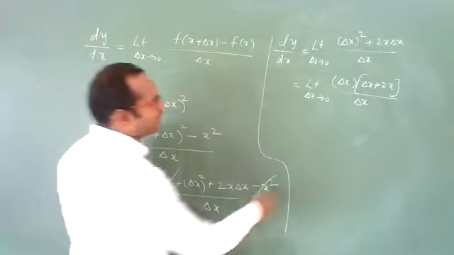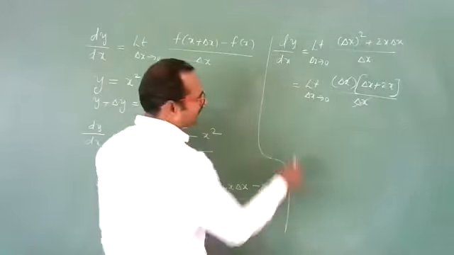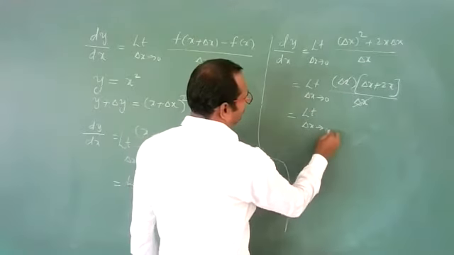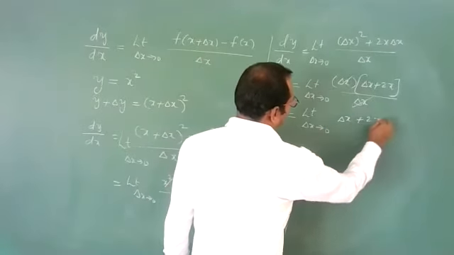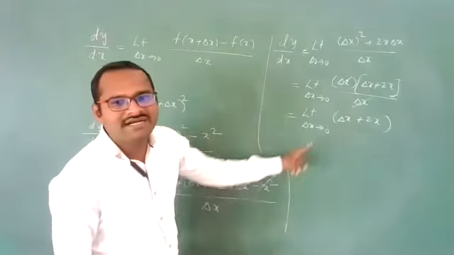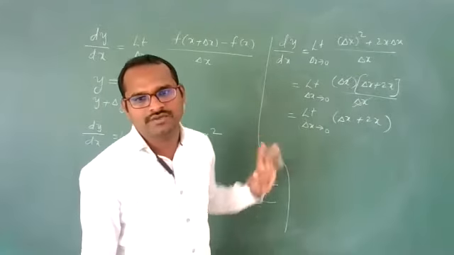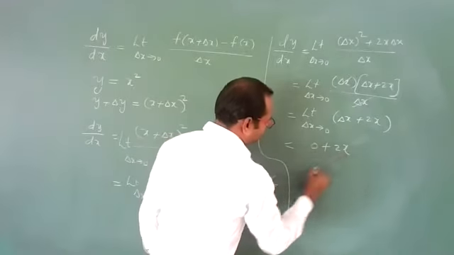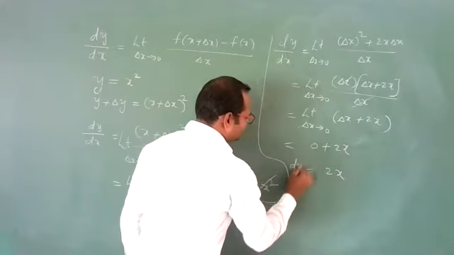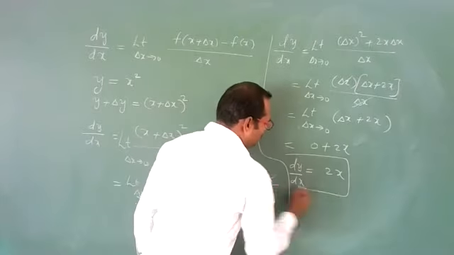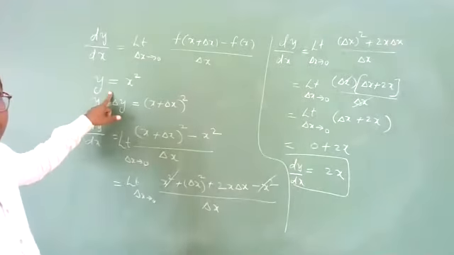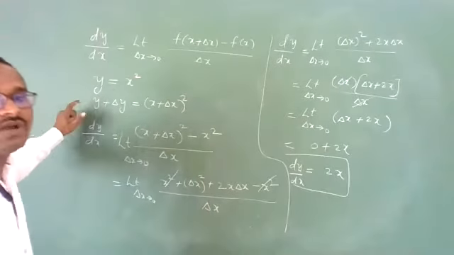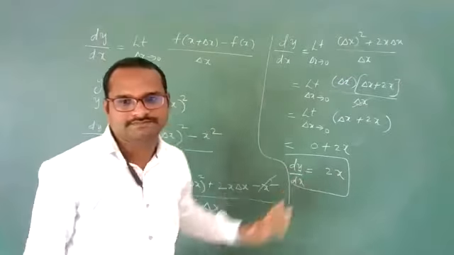Okay. Delta x cancels. Now you have the limit as delta x tends to 0 of delta x plus 2x. Wherever delta x is there, you need to put the value 0. So delta x is 0, and 0 plus 2x means you got 2x. What is this 2x? This is dy by dx. So if you have any function y equal to x square, then you will get dy by dx as 2x.